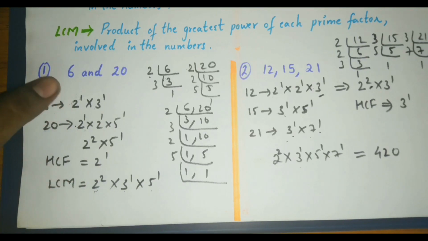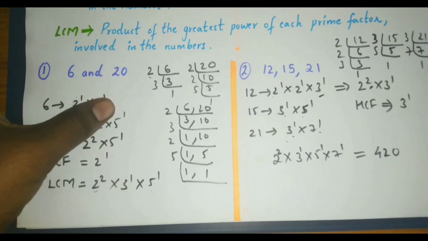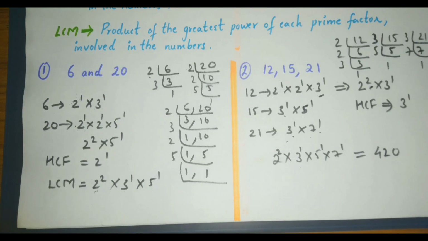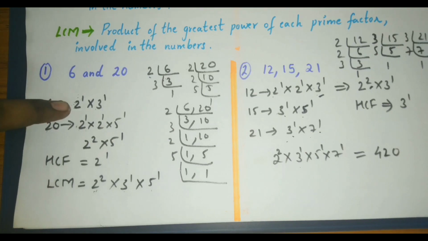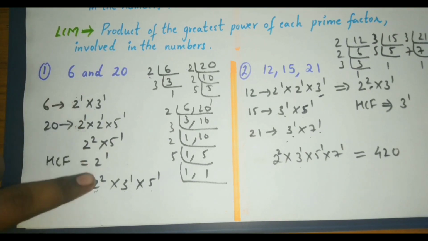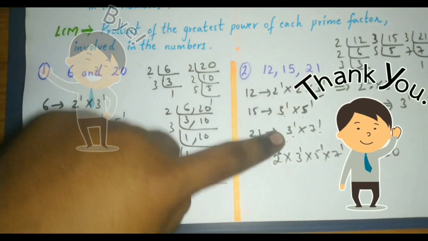What about the 3? Only one number is there, 3 power 1. So take it as it is, 3 power 1. 5 also, only one number is there, 5 power 1. So take it as 5 power 1 only. So in the HCF we have to just see the smallest power, the common one. Here 2 power 1 is common. Here 2 power 1 is common. So you have to take 2 power 1. Right. Here which one is common? 3 power 1. Fine.